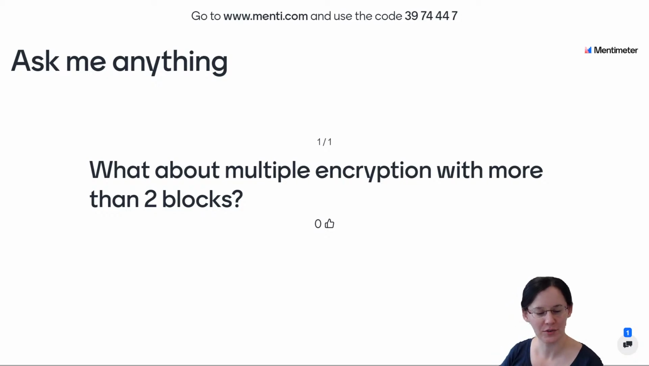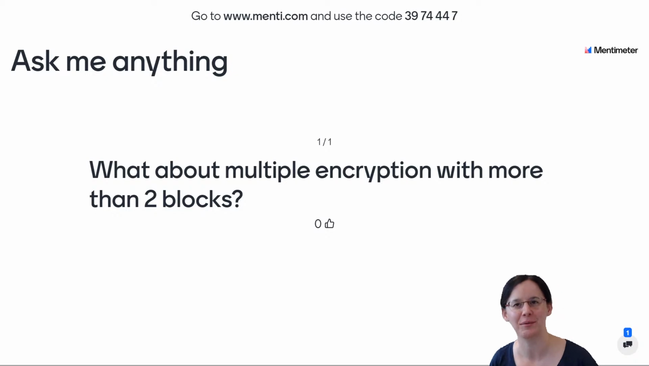What about multiple encryption with more than 2 blocks? Finally, thank you for asking a question. When you do more repetitions in multiple encryption, you do gain some security. So for example, a triple encryption is significantly more secure than individual encryption, as you will also see in the exercises. In particular, triple DES is definitely stronger than single DES, whereas 2 DES would not be stronger. So you do gain something by more repetitions, but you don't gain as much as you would like.